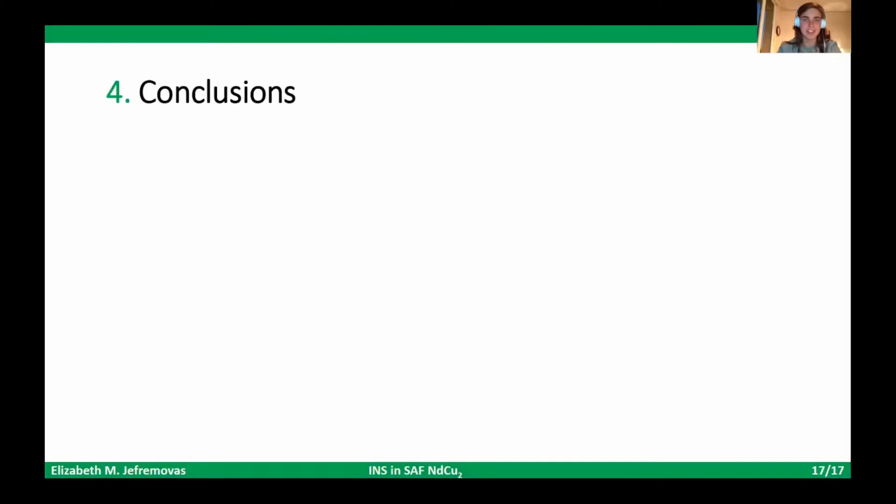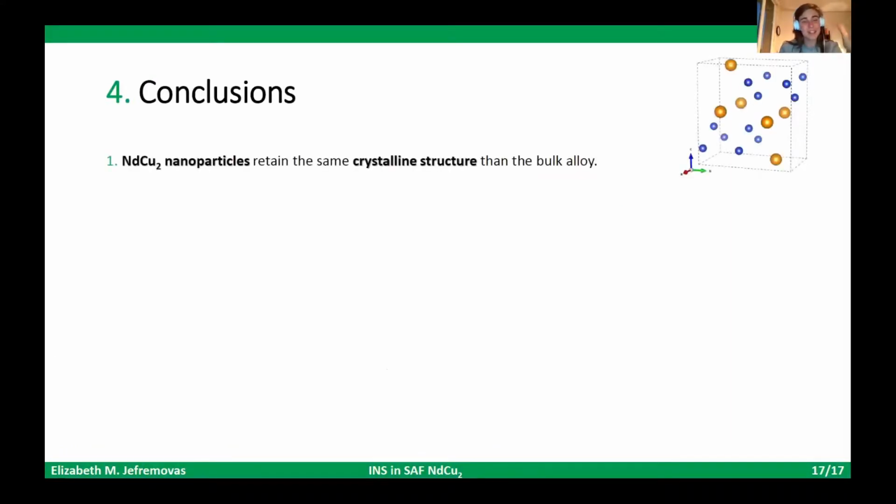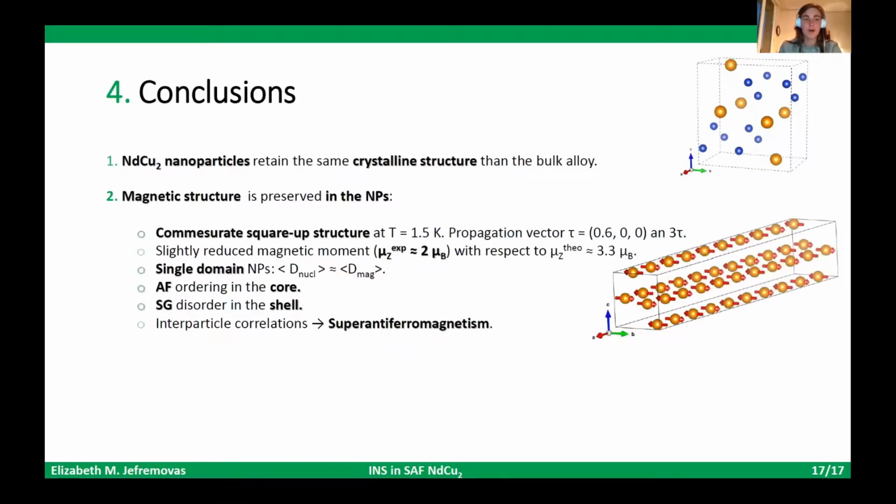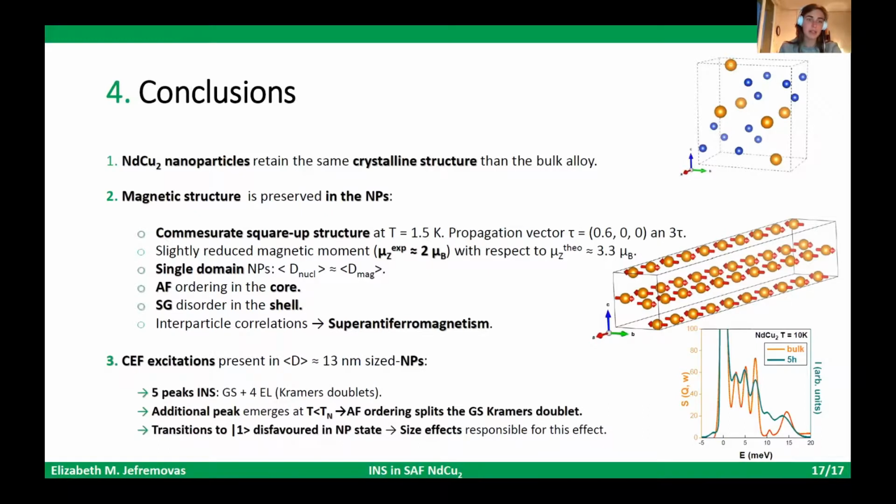So the conclusions are that the nanoparticles keep the same bulk crystalline structure. Also, they keep the bulk commensurate square-up modulation, the same magnetic structure, and the crystalline electric field excitations are also present not only in the nanoparticle, but also at the surface of the nanoparticles.